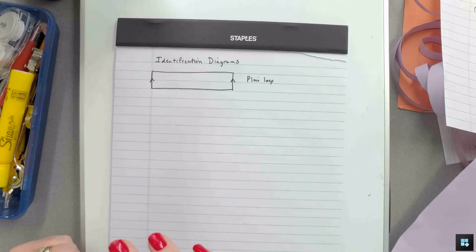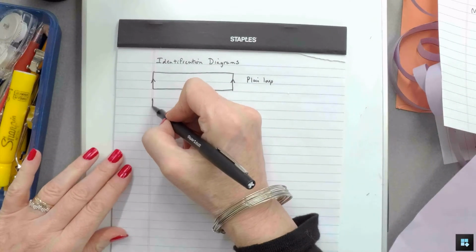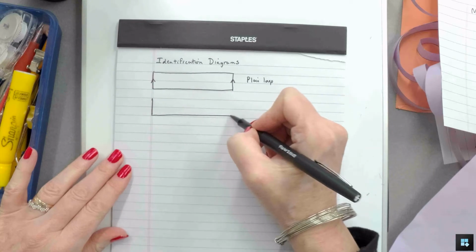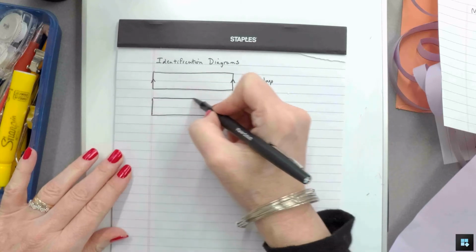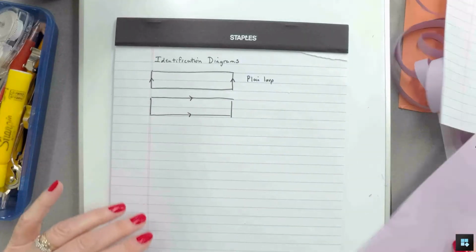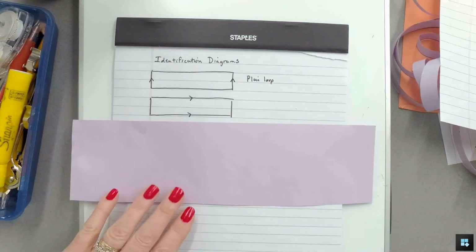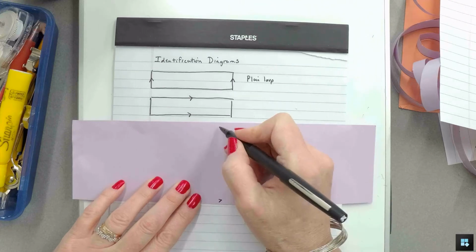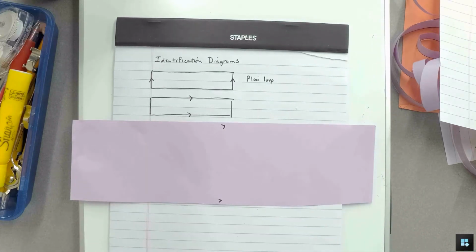What if, instead of the arrows on the short sides, my identification diagram had the arrows on the long side? If I have this rectangle and I have to match the arrows together in the same direction that they're facing, they have to keep facing together the same way, both to the right or both to the left. What shape is that going to give me?